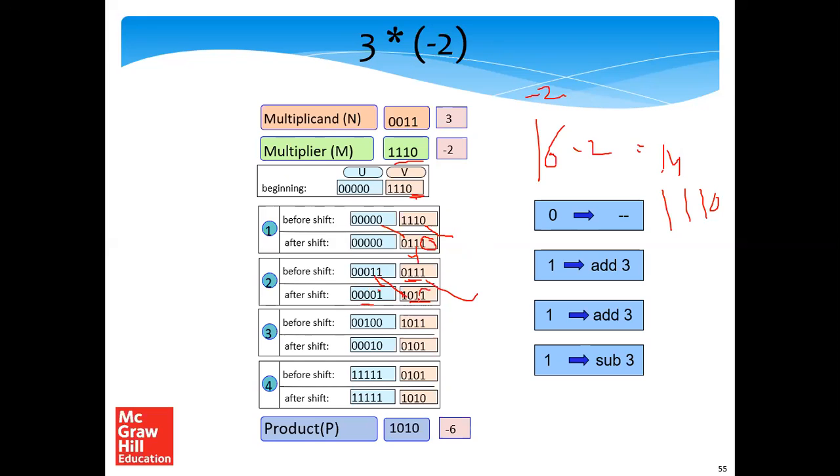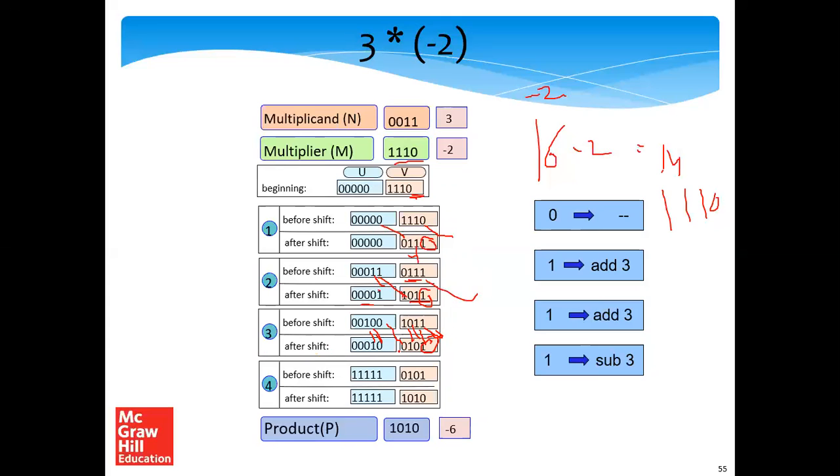Then we again check the LSB of v is 1. Then we simply add the multiplicand, 3. Then here is 1, 1 plus 3 means 4. 4 means 00100, and here 1011. Then simply shift, 1 is thrown out. 1 comes here, 0 comes here, 1 comes here, and this 0 comes here. Then we again check here.